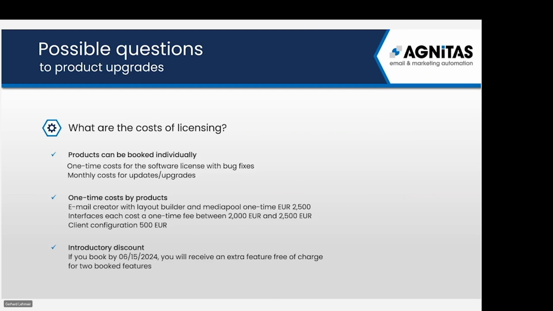A common question at this point is, what are the costs for the individual products? The important thing is that the products can be bought individually. It means you can choose the right solution to suit your needs. We have a one-time cost for licensing the software and an optional monthly fee for further software updates.